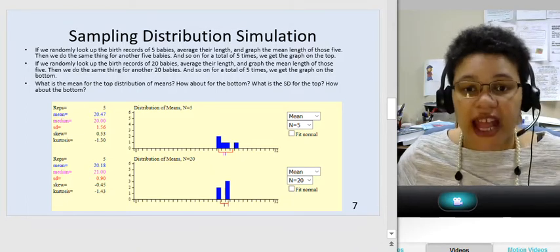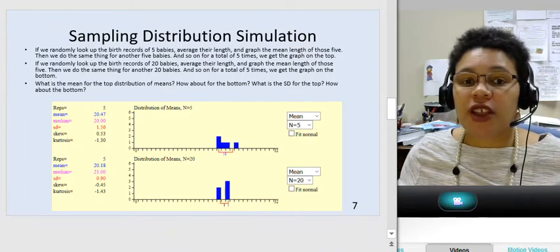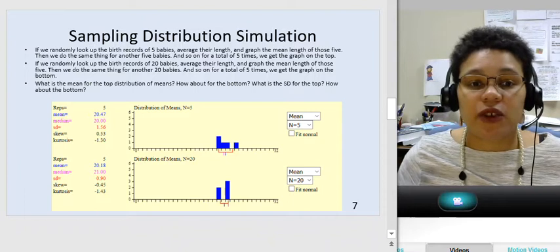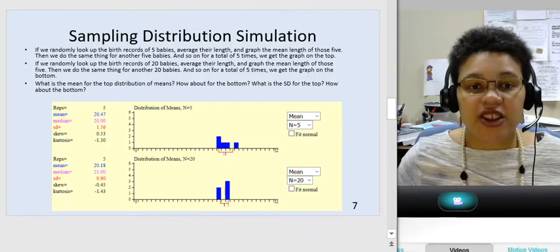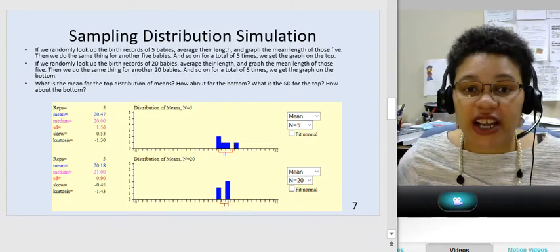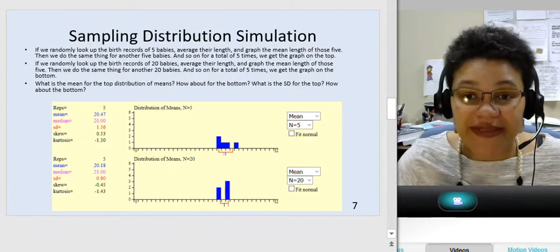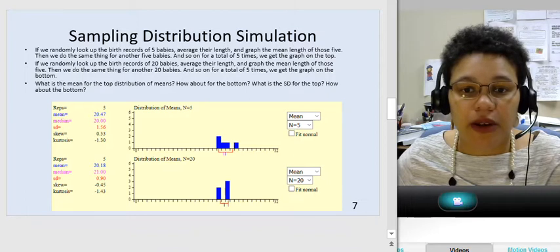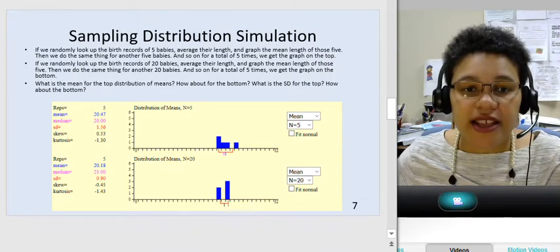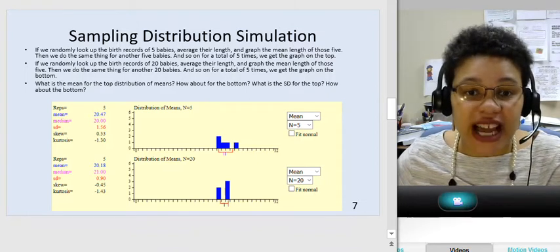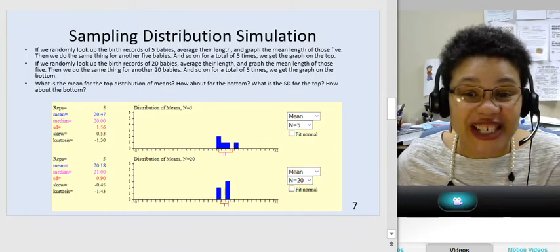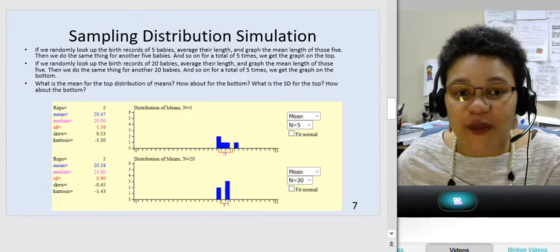If we randomly look up the birth records of 20 babies, average their length, and graph the mean length of those 20, then do the same thing for another 20, and so on 5 times, we get the graph on the bottom. And I asked the question, what is the mean for the top distribution of means? How about for the bottom? What is the standard deviation for the top? How about for the bottom?